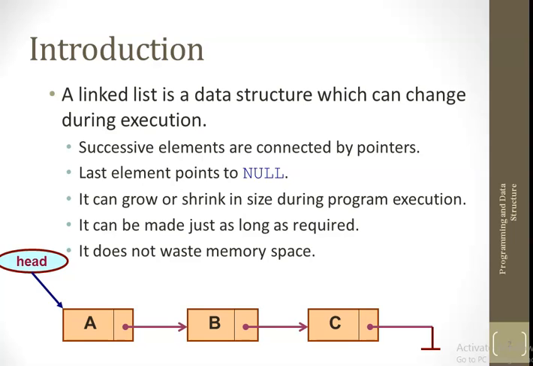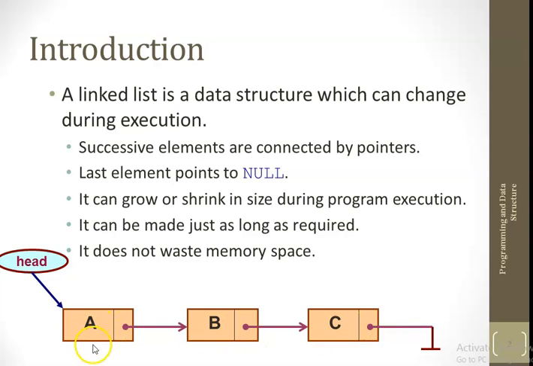Likewise, if we use a node pointer, here head is a node pointer, which means that this node pointer will be having an address, which is the address of the first node. Similarly, all these are node pointers. Why? Because they are storing the address locations of another node.